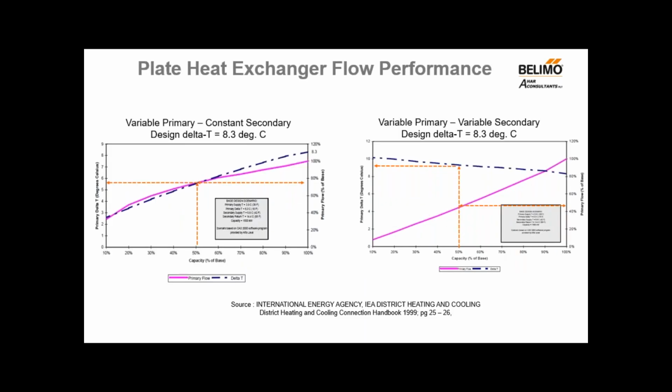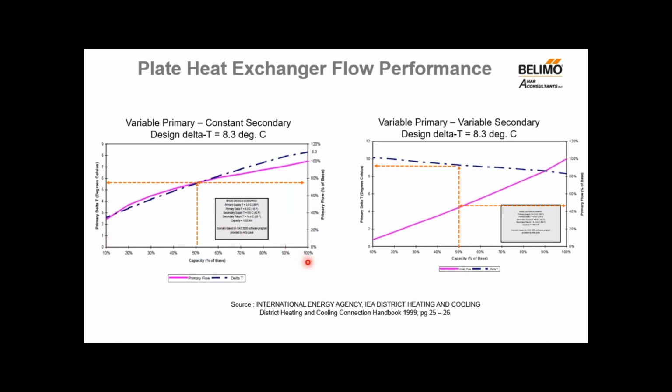Let's look at the characteristic performance curves of a heat exchanger. In this particular case, they compare variable flow primary and constant flow secondary, and variable flow for both primary and secondary. The purple line is the primary flow rate, and the blue dotted line is the delta T. These lines are the primary flow rates, and also the primary side delta T. The X-axis is the building or the secondary load.